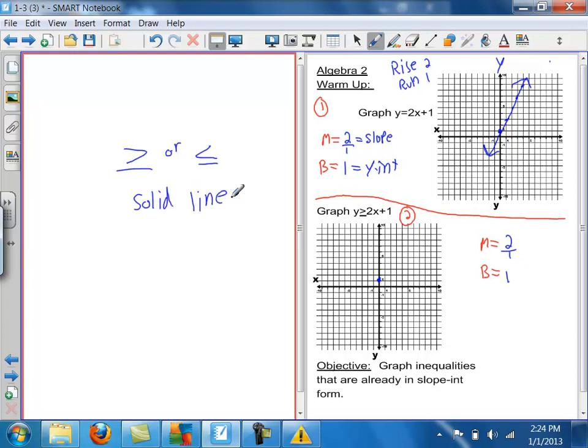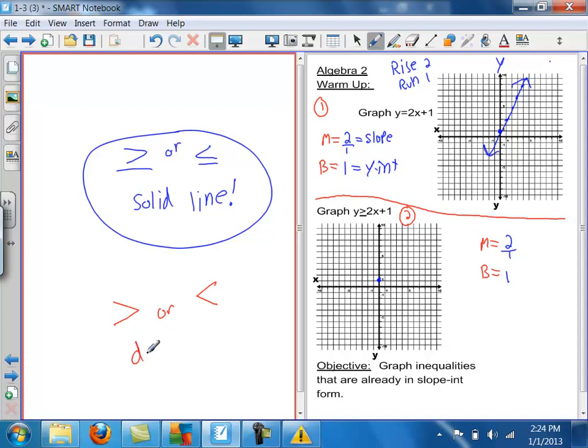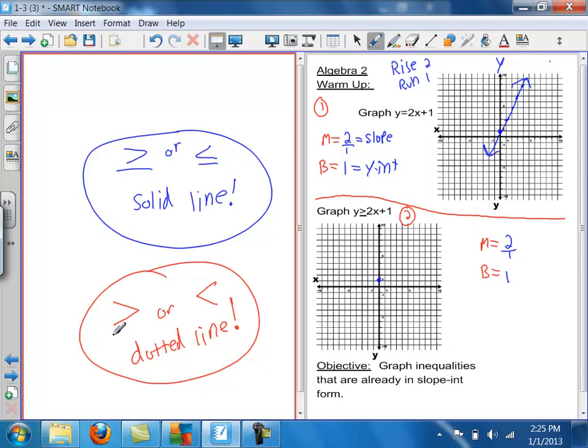Okay. Everybody good with that? And then if it looks like this, greater than, or this, less than, dotted line. Okay, dotted line. This is the only rule that you're memorizing so far. Okay, so far. There's 2 rules that you're going to memorize for this little unit that we're doing these couple days. And all you have to know is solid or dotted. The line underneath means solid, no line means dotted. Should be no questions there.